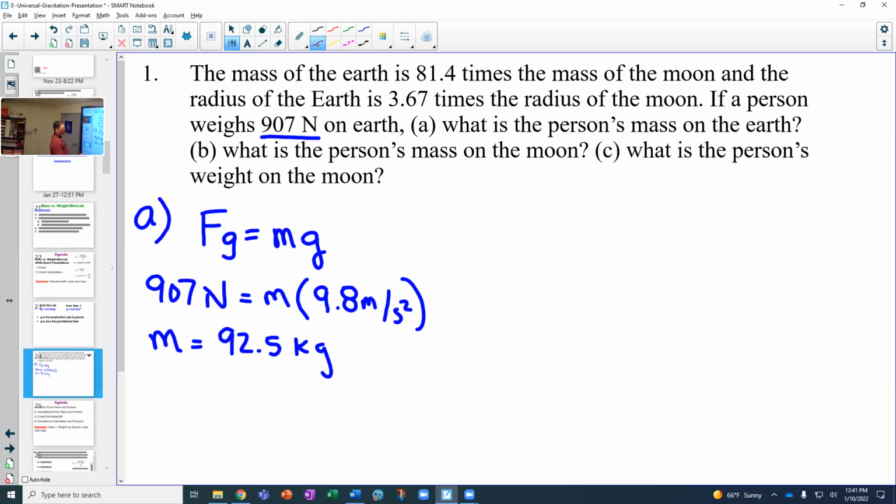How about part B? What is the person's mass on the moon? It'd be the same because mass does not change, because gravity does. Mass is the amount of matter present regardless of the surroundings. So if the mass on Earth is 92.5 kilograms, the mass on the moon is also 92.5 kilograms. However, would the person's weight still be 907 on the moon? No. So here's what I want you to process.